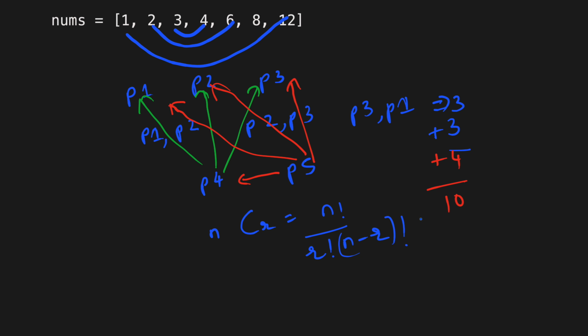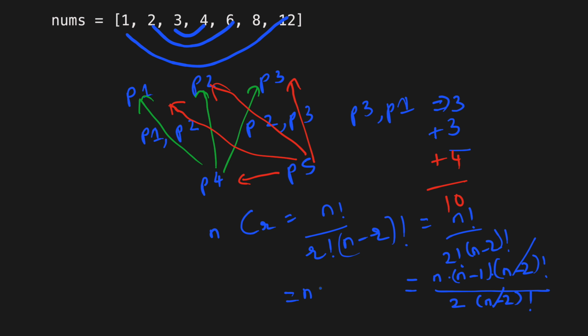So nC2 will be equal to n factorial divided by 2 factorial times (n minus 2) factorial, which we can rewrite. In the numerator, we can write n into n minus 1 into (n minus 2) factorial. In the denominator, 2 factorial becomes 2, and we have (n minus 2) factorial as is, which we can cancel out. So nC2 will be equal to n into (n minus 1) by 2. That's why if we have 4 pairs, our answer will be 4 into 3 by 2, that is 6 tuples or 48 permutations.